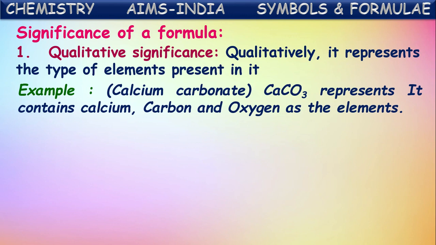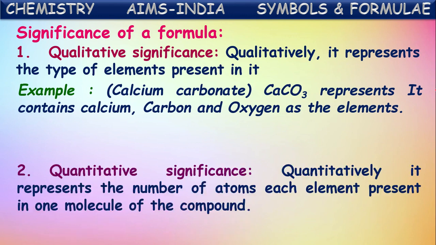If you see the example calcium carbonate, it is one compound, so its formula is CaCO3. If you write CaCO3, it gives the qualitative information that it is made from calcium, carbon, and oxygen elements.